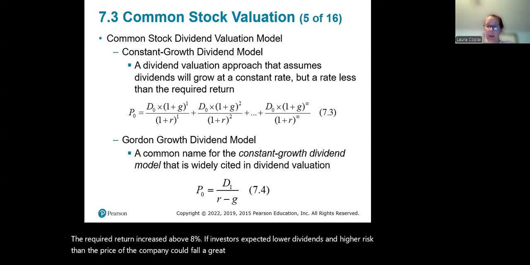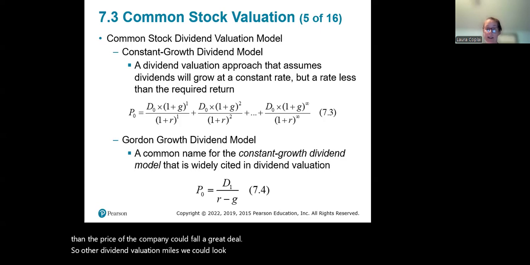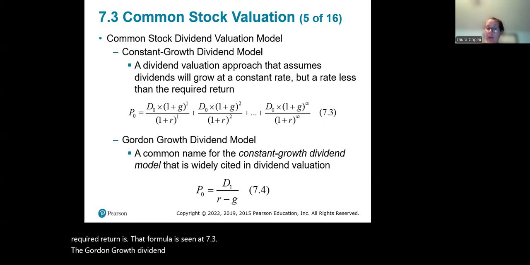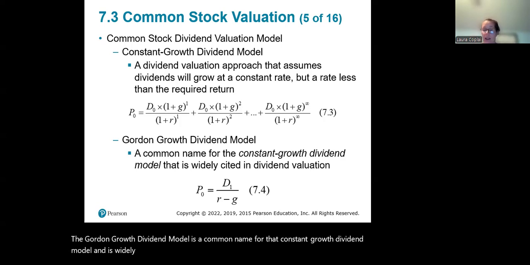So another dividend valuation model we could look at is the constant growth dividend model. It assumes that dividends are going to grow at a constant rate, but a rate less than the required return. That formula is seen in 7.3. The Gordon growth dividend model is a common name for that constant growth dividend model, and it's widely cited. So we can see that 7.3, just simplified, is in 7.4.